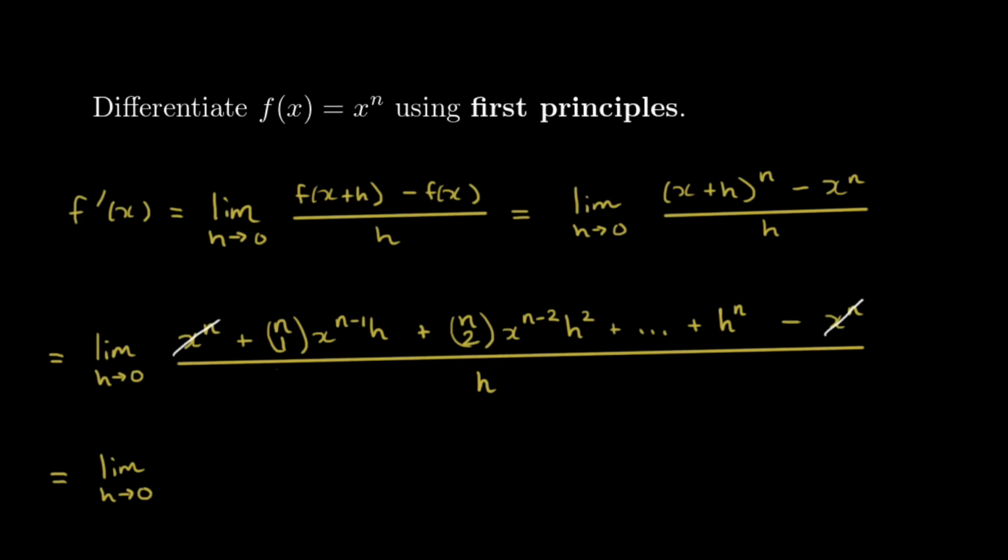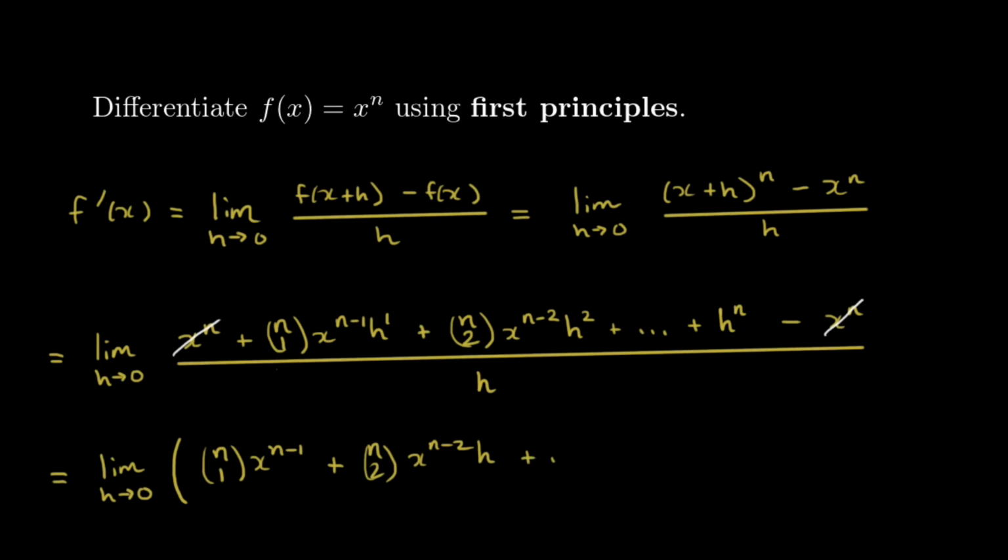That's really good news. So when I divide by h, it's going to be n choose 1 multiplied by x to the power of n minus 1. And if I divide that h by h, it's gone. So h to the power of 1 goes to h to the power of 0, which is also 1. And then our next term, n choose 2, multiplied by x to the power of n minus 2, still has an h to the power of 1 attached to it.